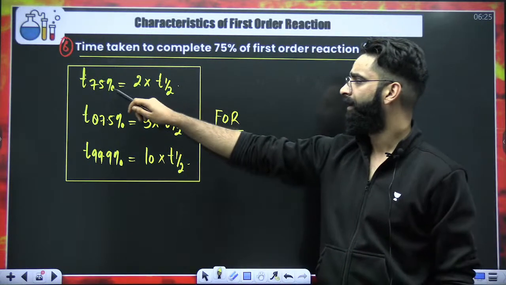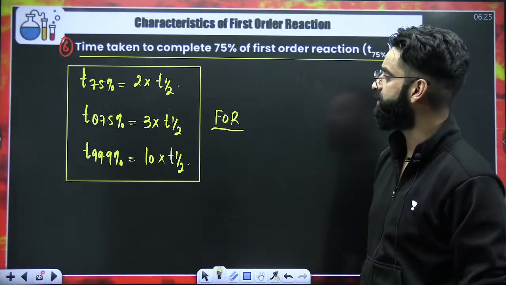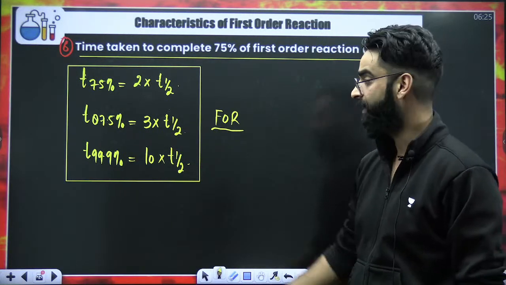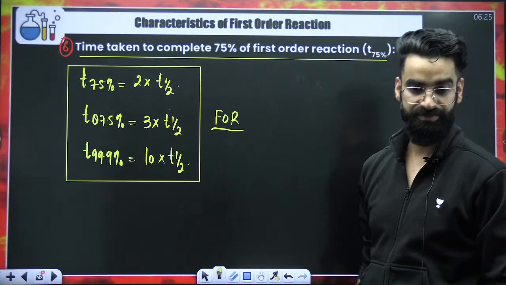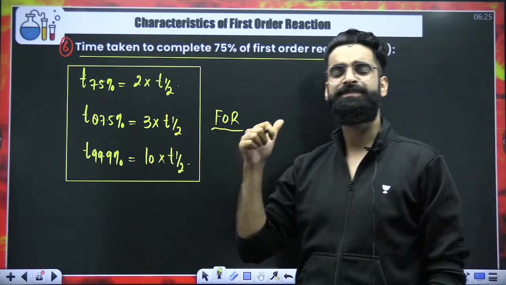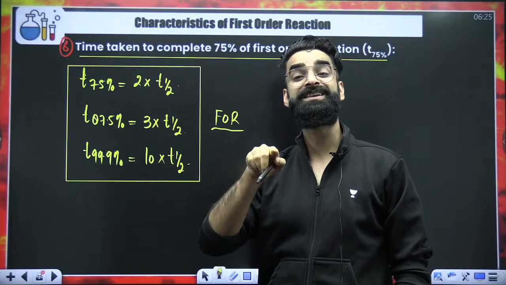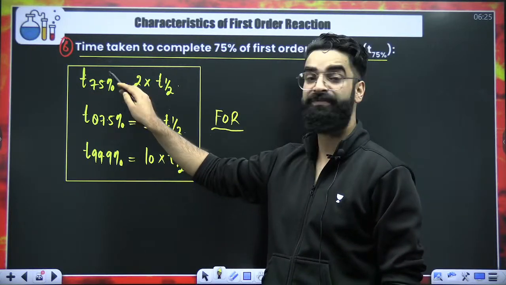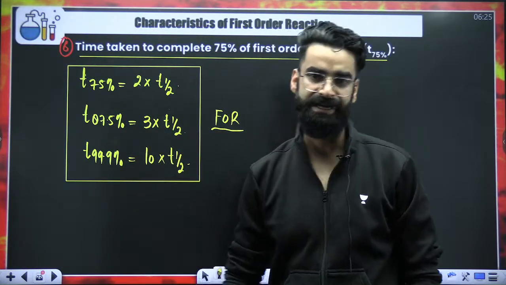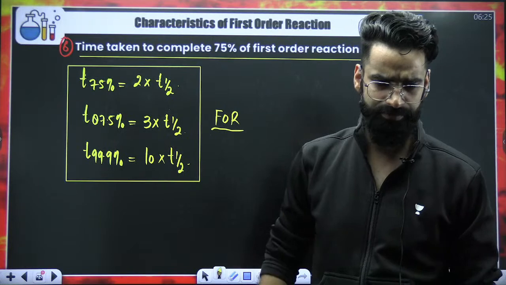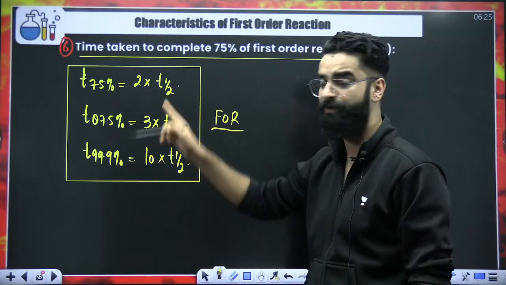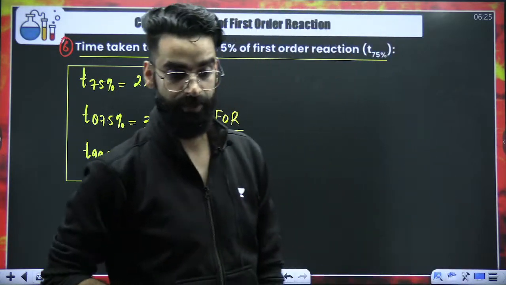The first one, time taken to complete 75% of the first order reaction, is 2 times half-life. 87.5% of the reaction is 3 times half-life. 99.9% of the reaction is 10 times half-life. You can even derive these expressions as well. In the expression I gave you a few minutes back, time taken to complete X%, you just have to put the value of X as 75, then 87.5, then 99.9. Eventually, you'll get the result. But nothing to do with the derivation, just remember these results. So this was our 6th parameter related to the first order reactions.